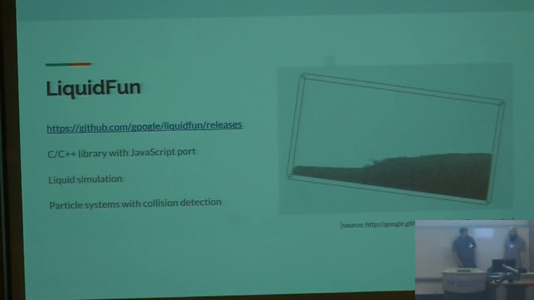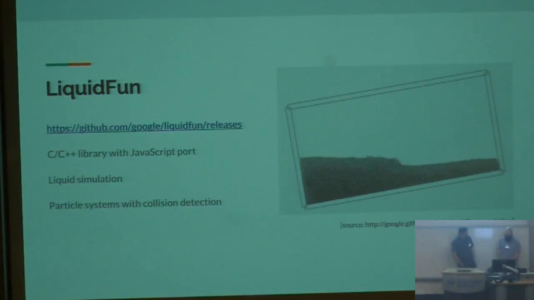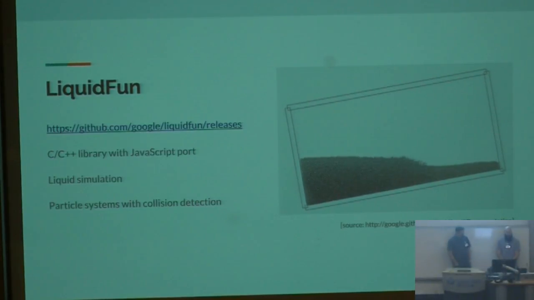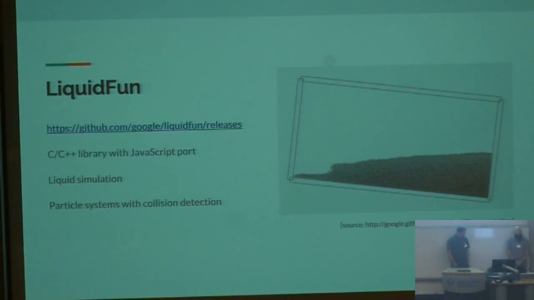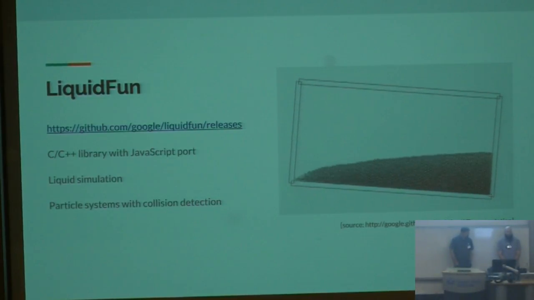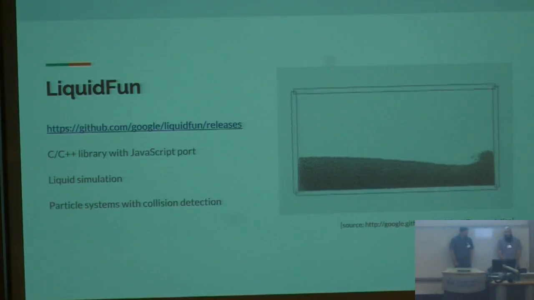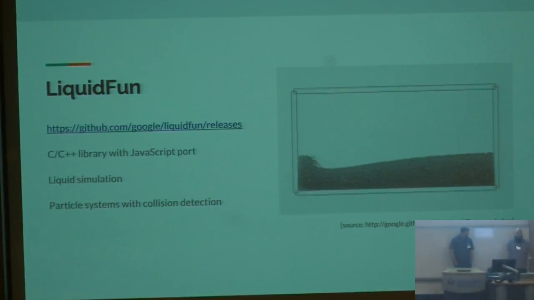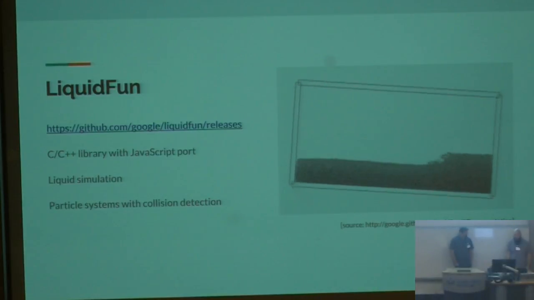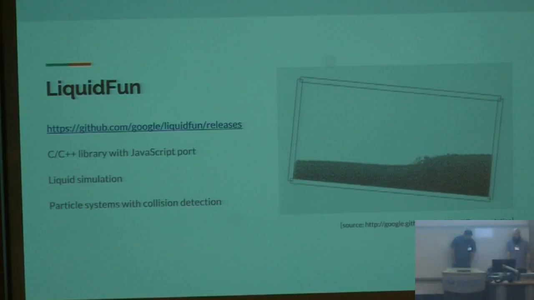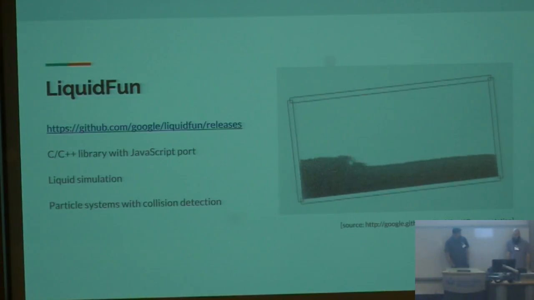The second would be LiquidFun, which was headed up by Google for a while, back in 2015 at least. It's a C and C++ library that has a JavaScript port. They do liquid simulation, and they do particle systems and particle groups. The appealing thing about this is that it reminds us of the maraca situation, where we have particles, and we can put them in a box and shake them. How can we make this into an instrument? This was the second thing we looked at, and we came up with some pretty interesting results.